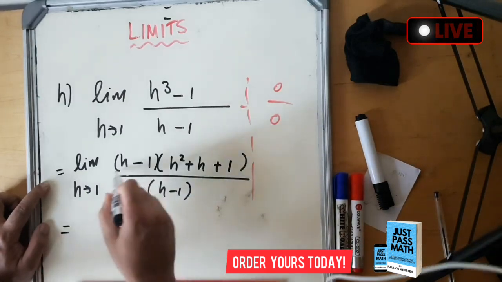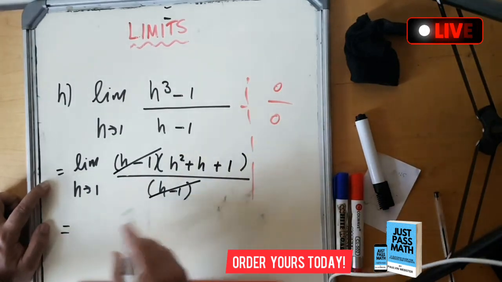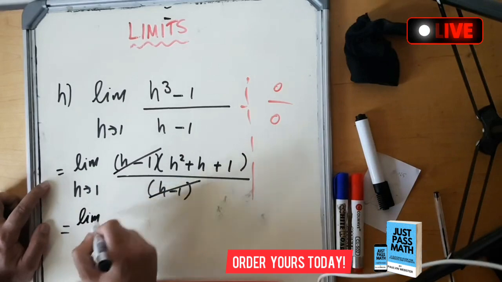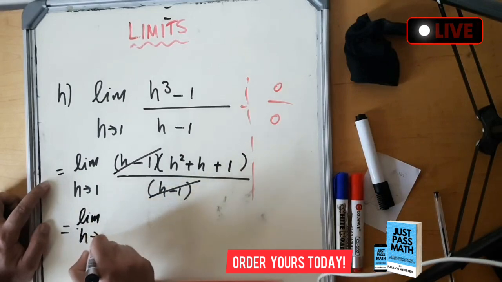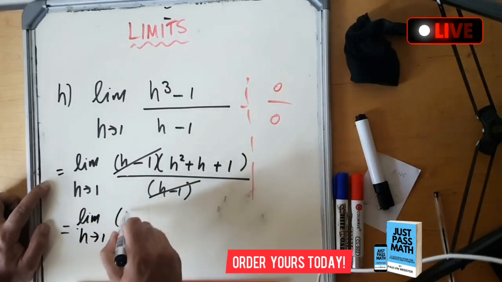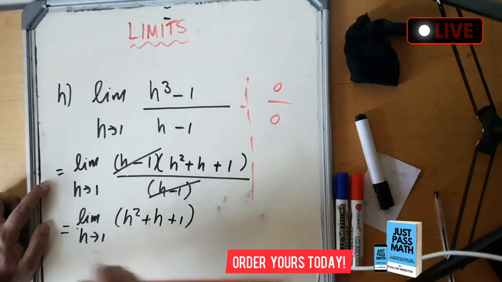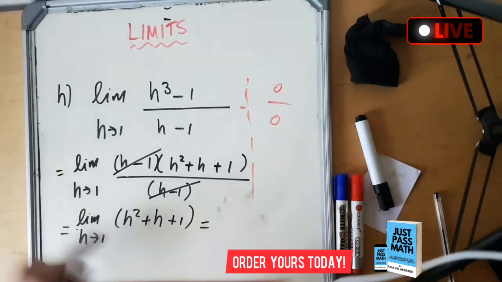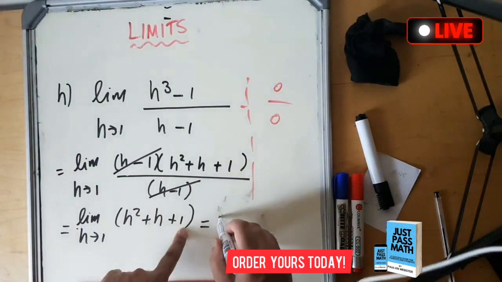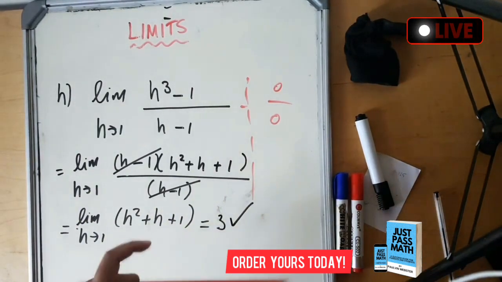So now I can see this and this cancel. The only thing that I'm left with is now obviously this mess here, which is h squared plus h plus 1. And if I substitute 1 in here, I get 1 plus 1 plus 1, which is equal to 3. And this is your final answer.